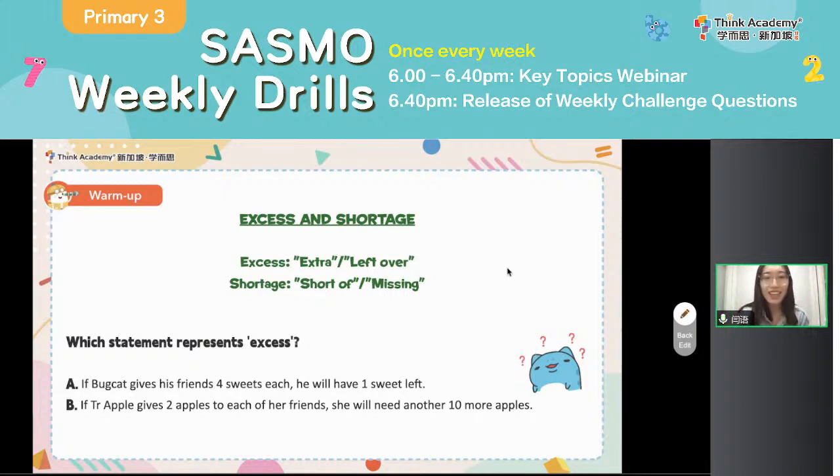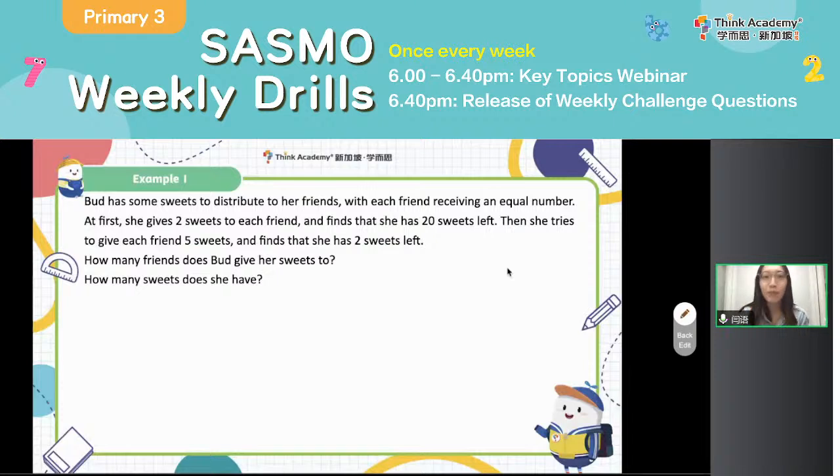So first thing, you must be super clear about the definition of these two words. And then let's move on to example 1. I'm not sure if it is on page 108 or 109, but anyway, you can see the subtitle, example 1. Let's have a look.